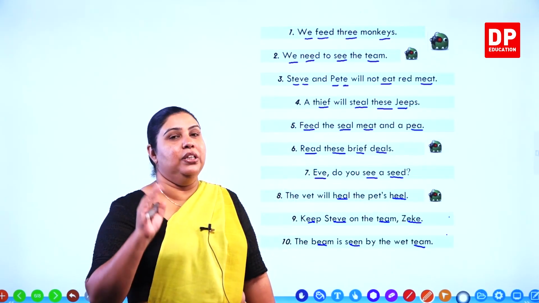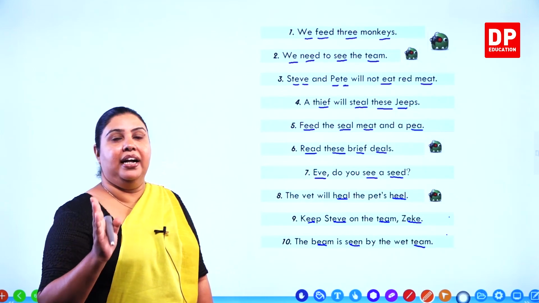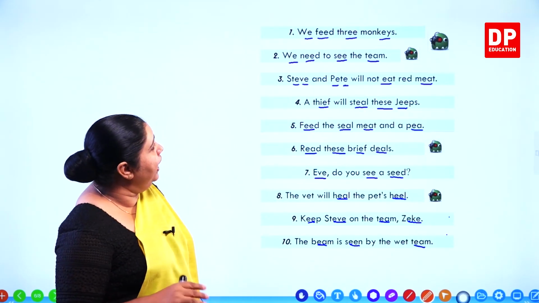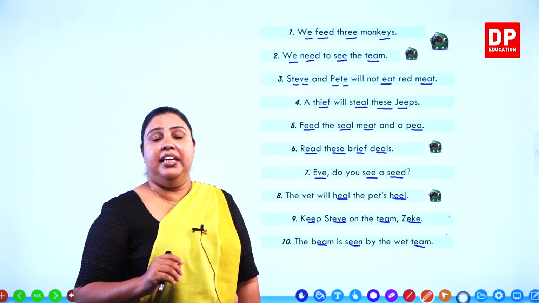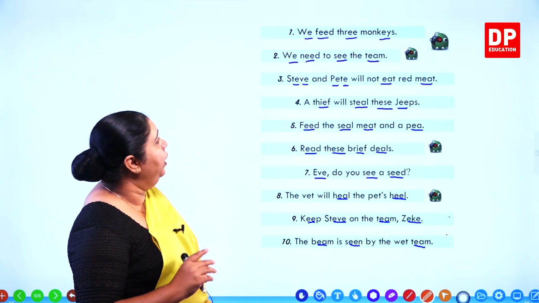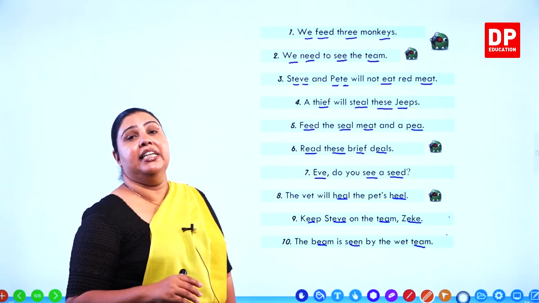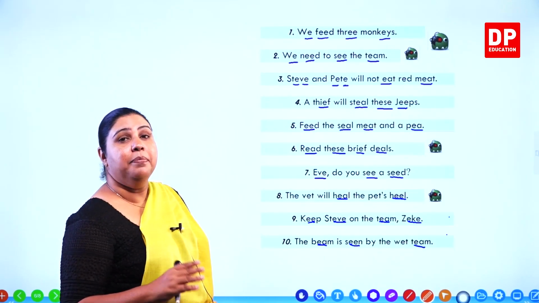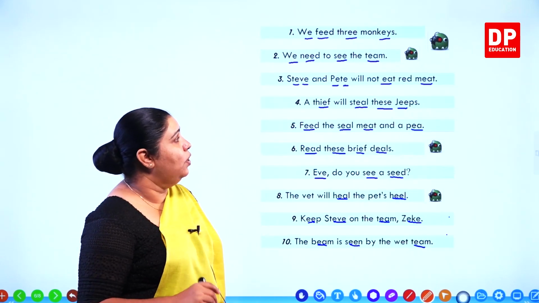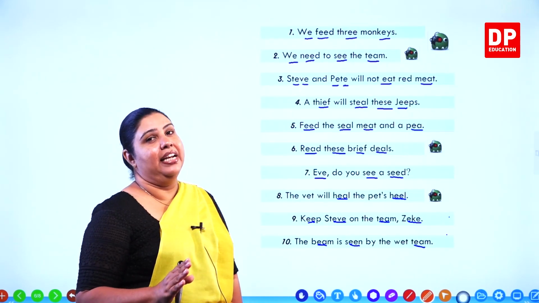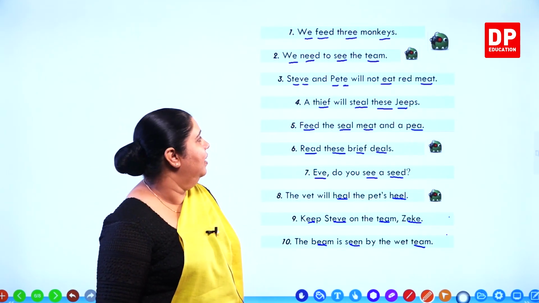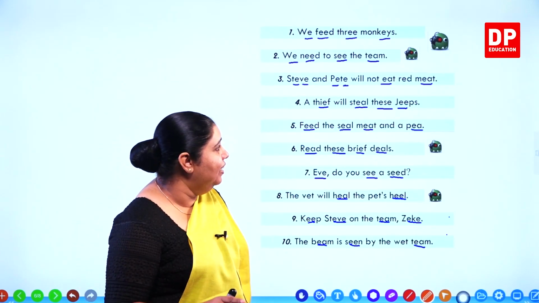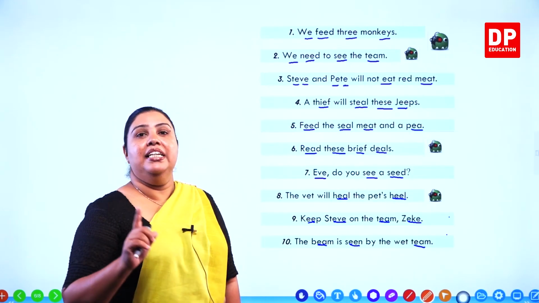Listen carefully. Number 1. We feed 3 monkeys. We need to see the team. Steve and Pete will not eat red meat. A thief will steal these jeeps.